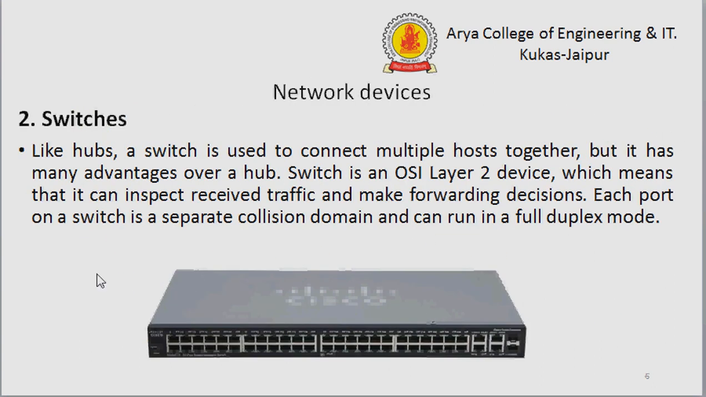Now switches. In this diagram a switch is shown. Like hubs, a switch is used to connect multiple hosts together, but it has many advantages over a hub. A switch is an OSI layer 2 device, which means that it can inspect received traffic and make forwarding decisions. Each port on a switch is a separate collision domain and can run in full duplex mode.